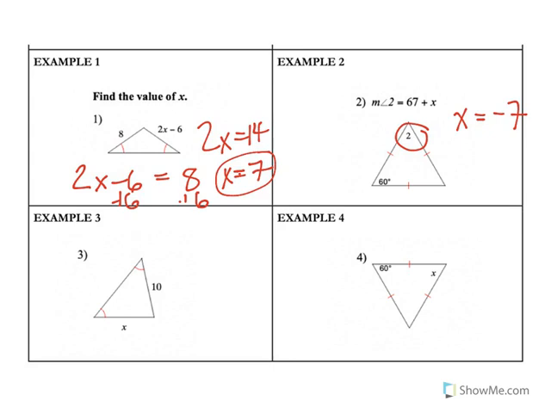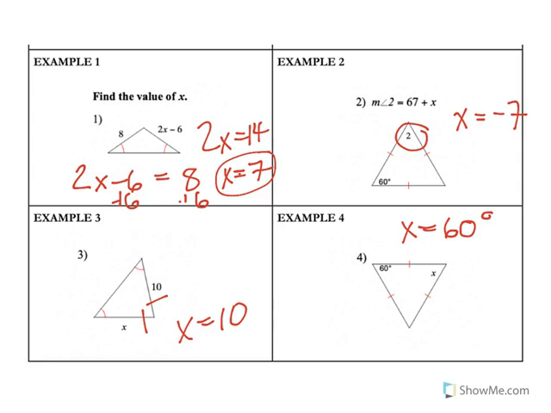So let's look at example 3. Once again, I see two angles that are equal, which means I know that my sides are equal. So that means I know that x is 10. That's obviously one of your simpler problems. And example 4 is not too complex either. We know this is an equilateral triangle, so we know that x is equal to 60, because all of the angles in an equilateral triangle are equal to 60. Hopefully this one will feel a little bit easy.